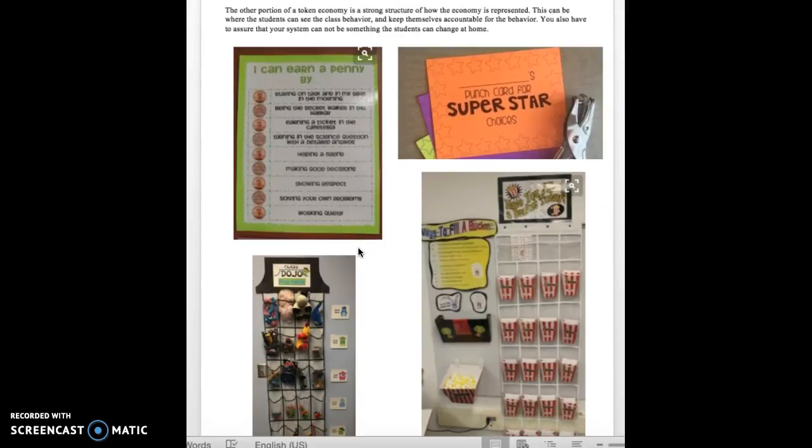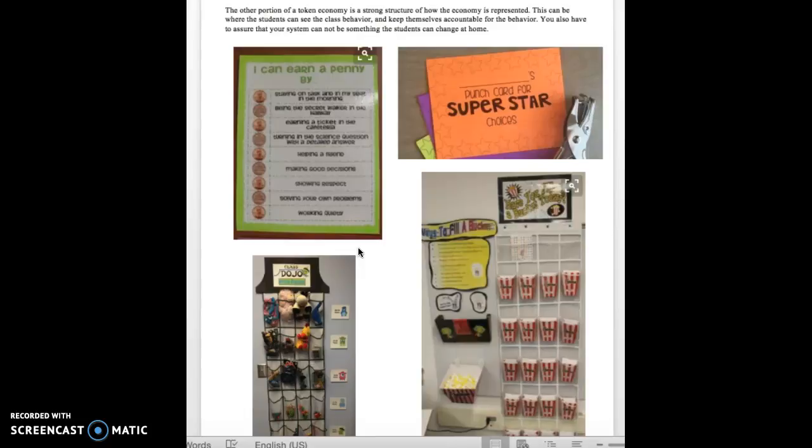So if you are doing a ticket system or a marble system, there has to be a way that you know that marble or that ticket is theirs and not somebody else's. So maybe just writing their name on it, or signing off as the teacher on the ticket and writing their name on it, may help just keep that in check. So I put some pictures just to kind of show you some different ways to utilize the system.